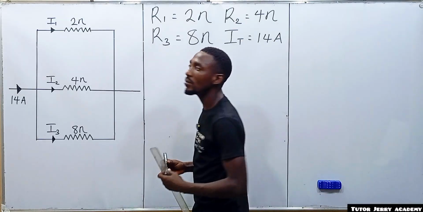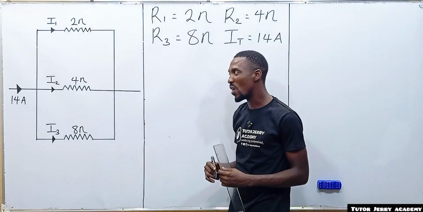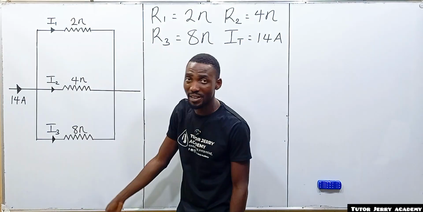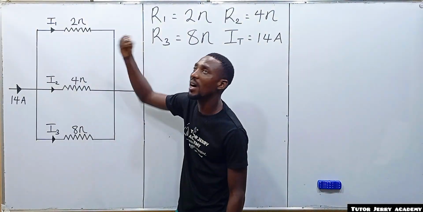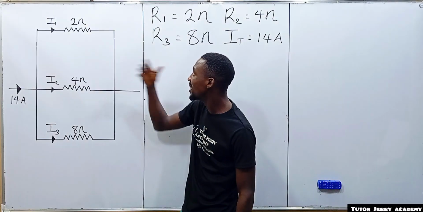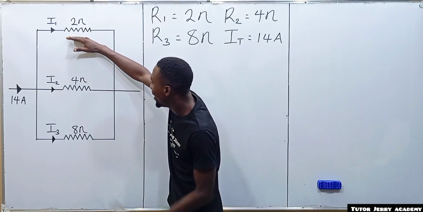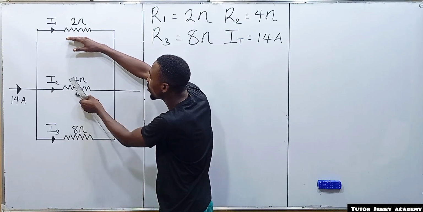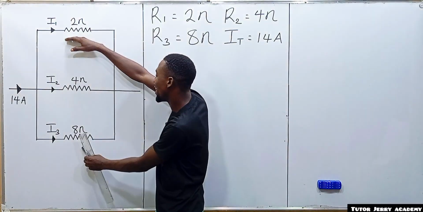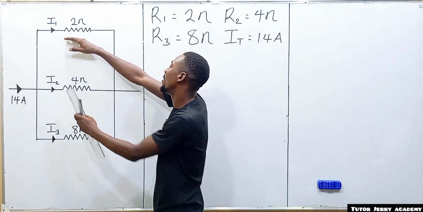Now, if you are to solve this question using current divider rule to find your I1, because this is 3 resistors in parallel, and current divider rule is just between 2 resistors in parallel, how do we solve it? We are going to observe that this R2 and R3 are in parallel. So we need to find the equivalent resistance, that is 8 multiplied by 4 divided by 8 plus 4. By the time we get the equivalent resistance, we write the answer here.